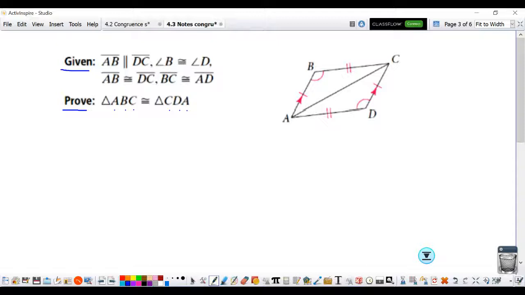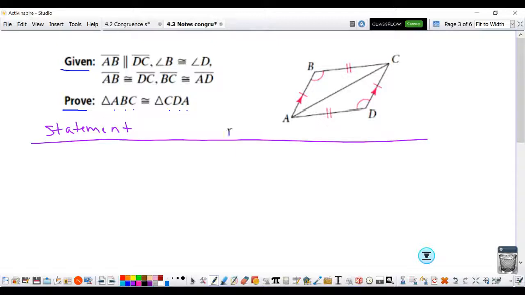Now, given our shortcuts, we don't have to prove that all three sides are congruent and all three angles are congruent. We have our shortcuts such as side, side, side; side, angle, side; angle, side, angle; angle, angle, side; and hypotenuse leg can get us there much faster. So let's set up our proof statement and reason. I like to give more space for my reasons because that's where most of my words are going to be.